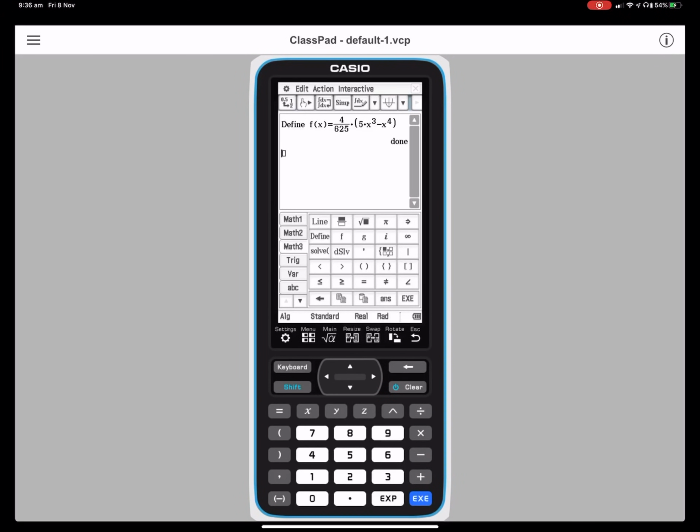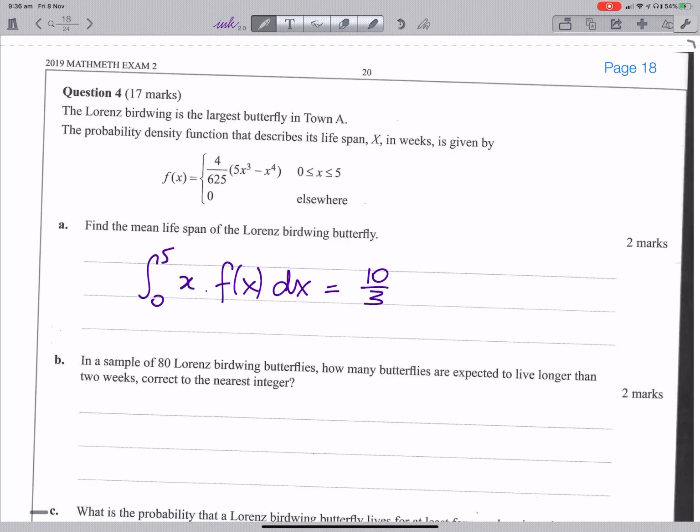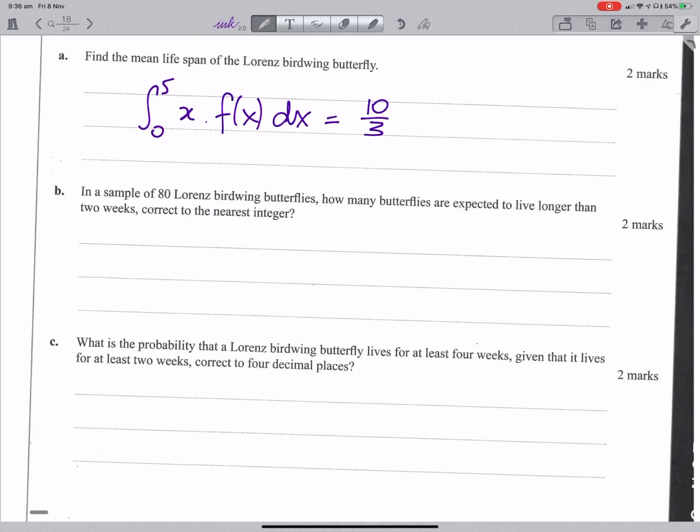So hopefully this comes up with a nice number because it doesn't say any decimal places. 0 to 5, x times f of x. 10 on 3, that is a nice number. In a sample of 80 Lorenz butterflies, how many are expected to live longer than 2 weeks? So that's 80 times the integral from 2 to 5 of f of x dx.